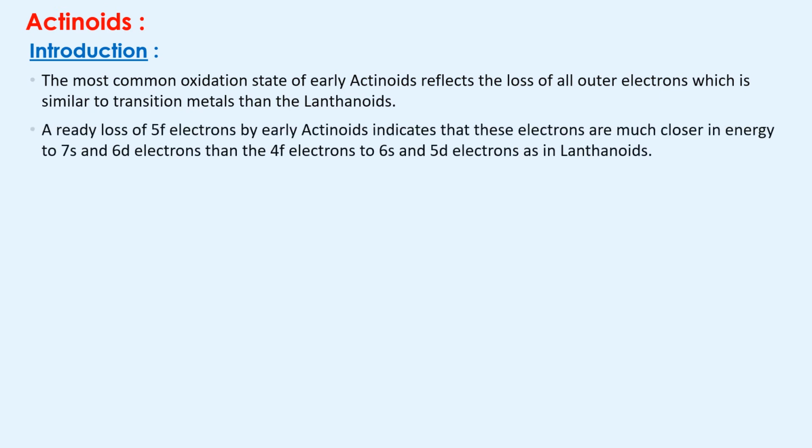Next, the ready loss of 5f electrons by early actinoids indicates that these electrons are much closer in energy to the 7s and 6d electrons than 4f electrons are to 6s and 5d electrons as in lanthanoids. So you have to compare: the electron is readily lost from 5f. Why is it possible? Because they are very close in energy to 7s and 6d, as compared to 4f, which we compare with 6s and 5d electrons.